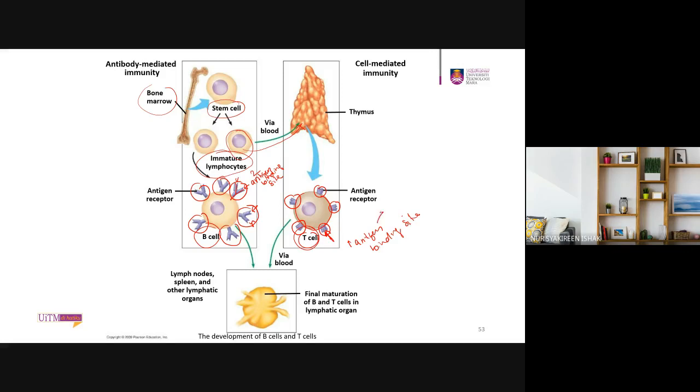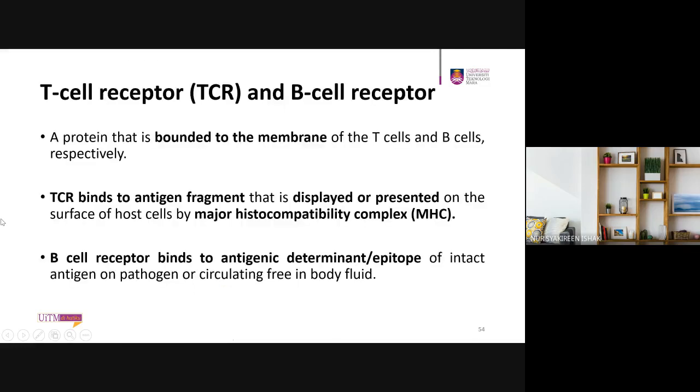Okay, it binds to the antigen of the pathogen. Okay, so both of these B and T cells will be stored in the lymphatic organs. These lymphatic organs can be lymph nodes, can be spleen, and other lymphatic organs. You have the tonsil. So final maturation of B and T cells happens in the lymphatic organs. Okay, so itu perbezaan antara B cell and T cell.